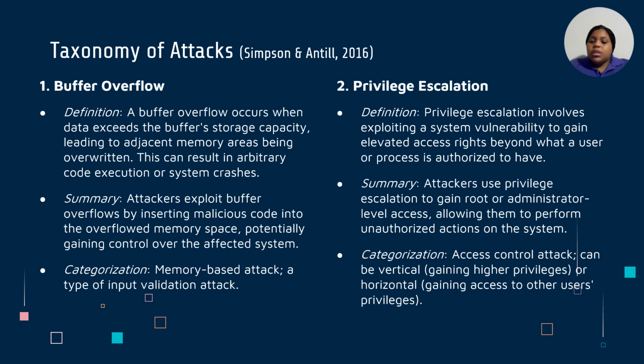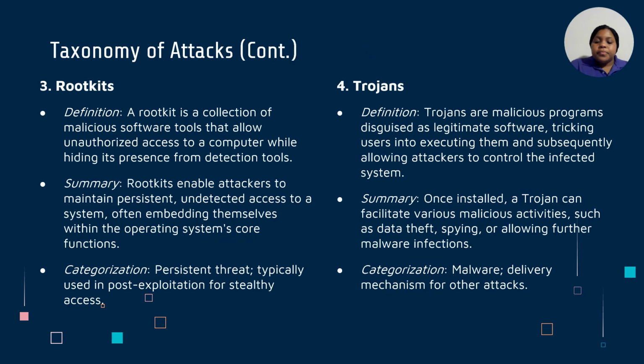Attackers use privilege escalation to gain root or administrator level access, allowing them to perform unauthorized actions on the system, like what we demonstrated in the lab. I was able to create my own user account with my own password, and since it's root access, it most likely has root, so administrator, capabilities. The whole idea that I could make my own account is something we want to be careful of. The category of this type of attack is an access control attack.